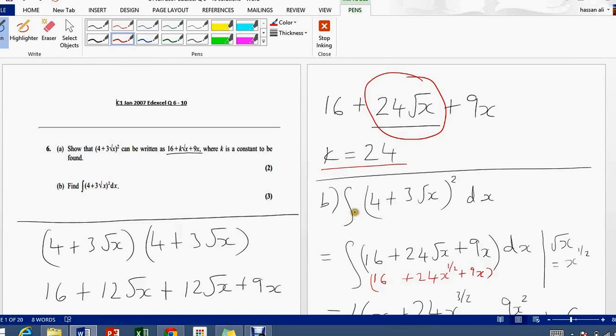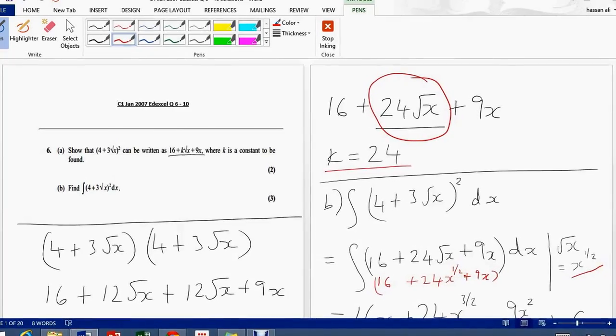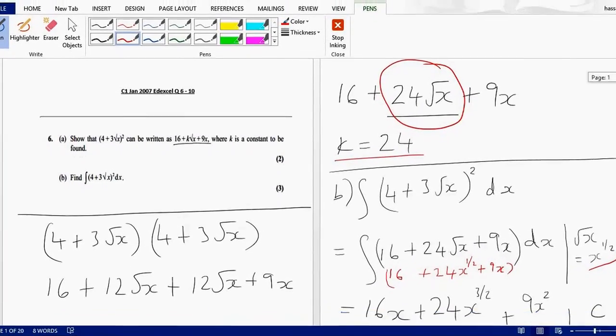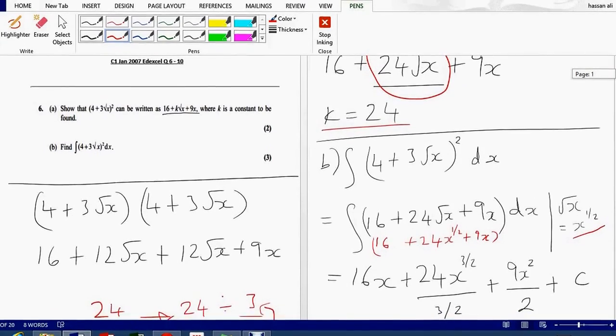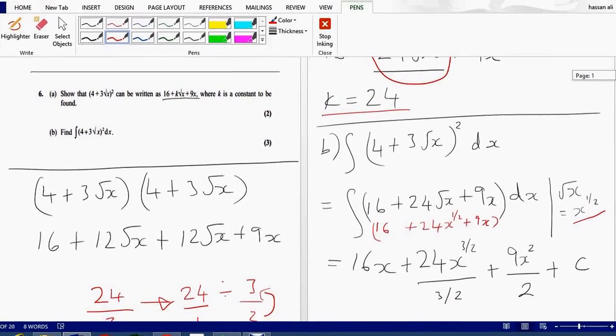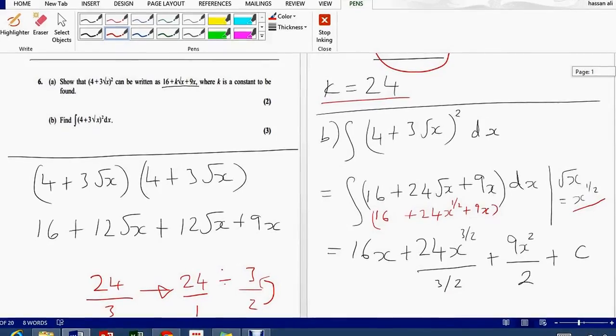Part B is just asking you to integrate that now. Since you've expanded the bracket, we can use that. But just bear in mind that 24√x can be written as 24x to the power of a half, as shown here. So just rewrite that in brackets because there's more than one element to it. So the integral of 16 + 24x^(1/2) + 9x dx, and then we just integrate that, and that should give you 16x + 24x^(3/2) over 3/2 + 9x² over 2 + c.